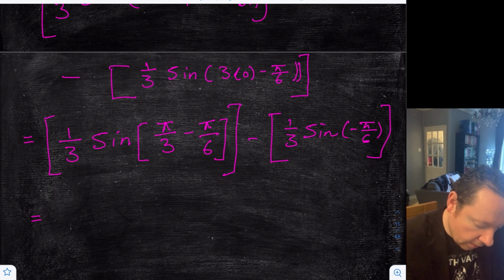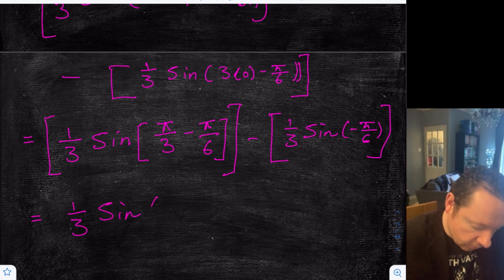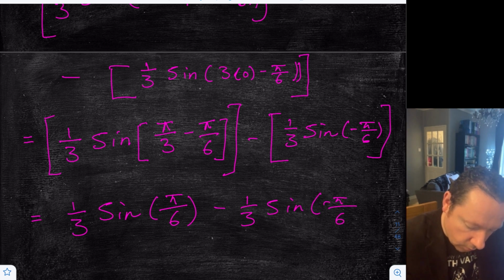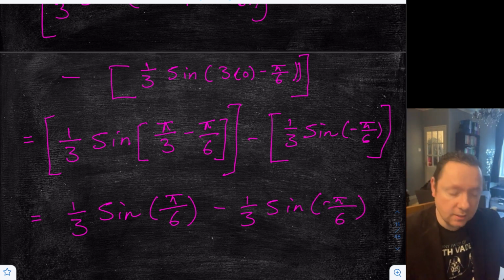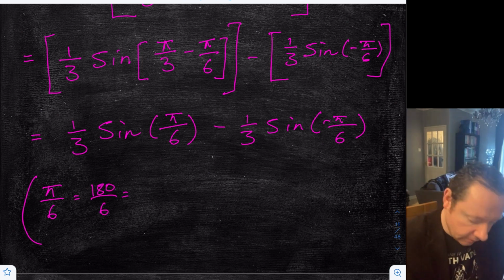So that gives me 1/3 of the sine of, well, pi over 3 is 2 pi over 6, minus pi over 6 is pi over 6. So we've just got pi over 6 now. Take away 1/3 of the sine of minus pi over 6. So we're going to have to work out what the sine of pi over 6 is. So if you're thinking in degrees, pi over 6 is the same as 180 over 6, which is 30 degrees.